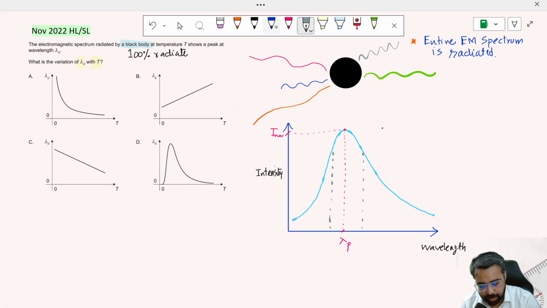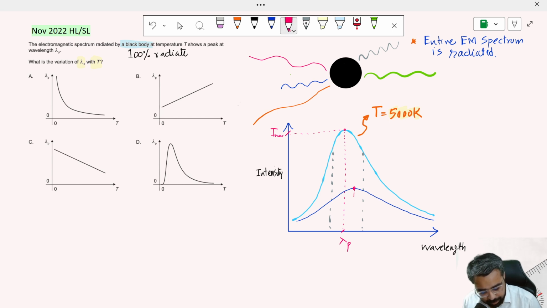So it can be a yellow light if the temperature of that object is 5000 Kelvin. Okay, students, so if I drop the temperature of that object, now that object will radiate, of course, a smaller amount of energy. But look at this point, now the peak wavelength, exactly this peak wavelength, is larger because the temperature is 4000 Kelvin. Then this is the peak wavelength of green light.